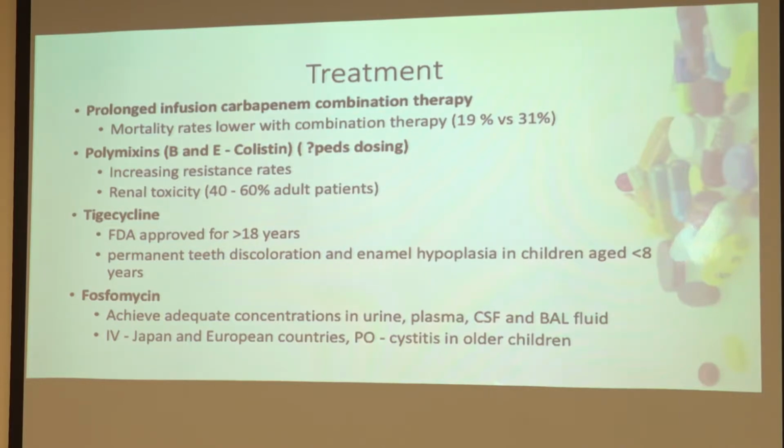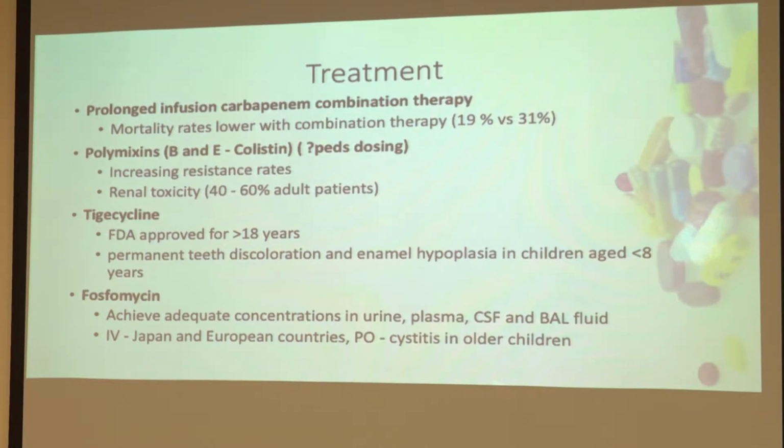So the first option is using prolonged infusion carbapenem combination therapy. Though it is resistant to carbapenem, you can use carbapenem along with aminoglycosides or fluoroquinolones. Research has shown that patients who get this kind of treatment have lower mortality rates compared with monotherapy with carbapenem. It's almost half of what it would be.